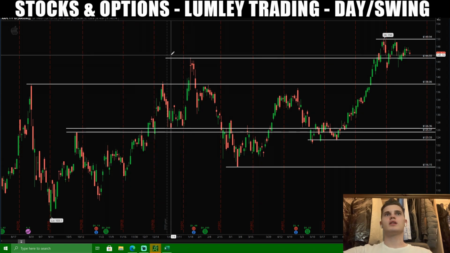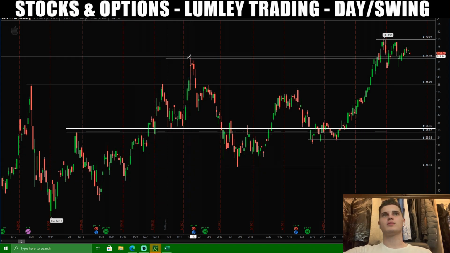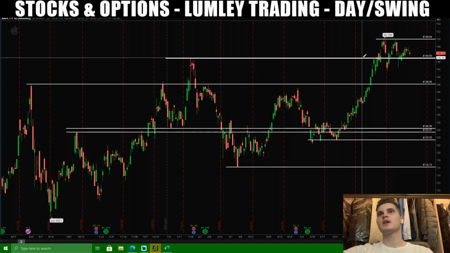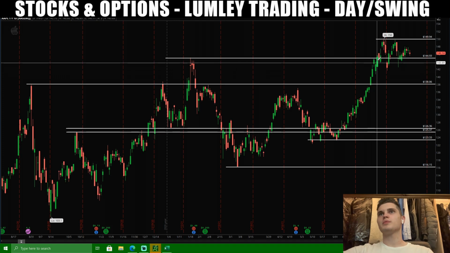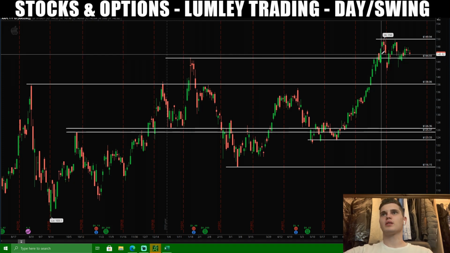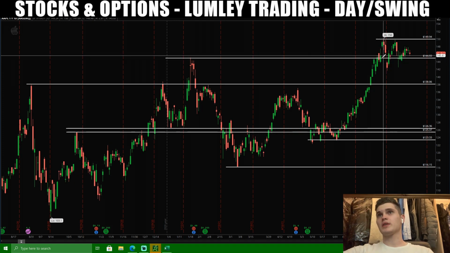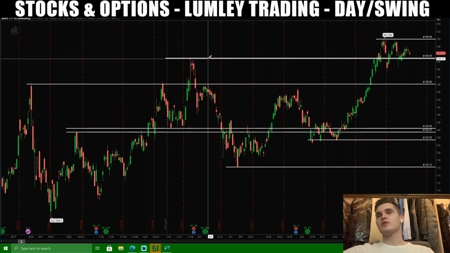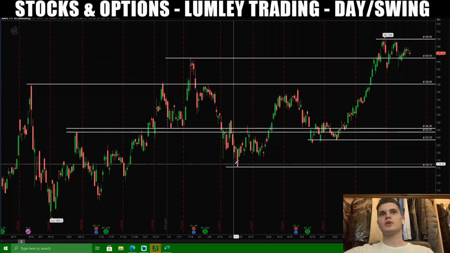Then we'll go on to the next line, which will be this one, and obviously this swing high here, and you can see it's valid as it was touched here, pulled back, retested before breaking through. And as you can see, we're now consolidating on this line, so I would say that level is valid.